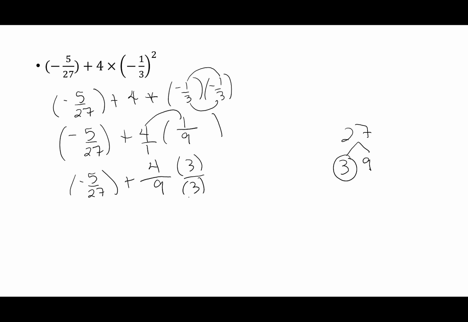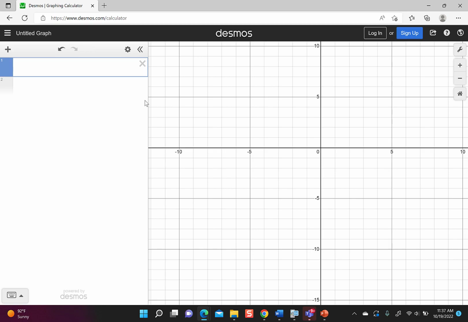That way I get a 27 for the 4 over 9. So I have negative 5 over 27 plus 4 times 3 is 12. 9 times 3 is 27. Negative 5 and 12 is 7 over 27. That cannot be reduced. Let's say we want to use the calculator to help us.